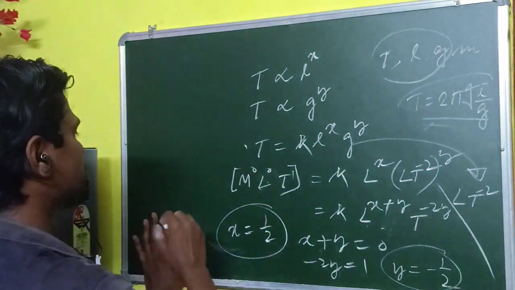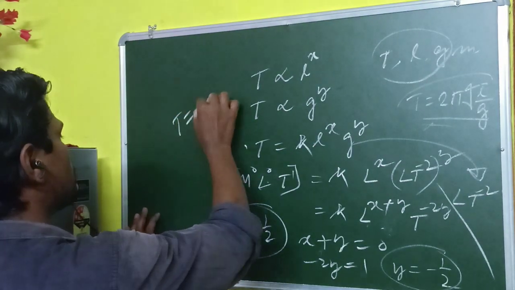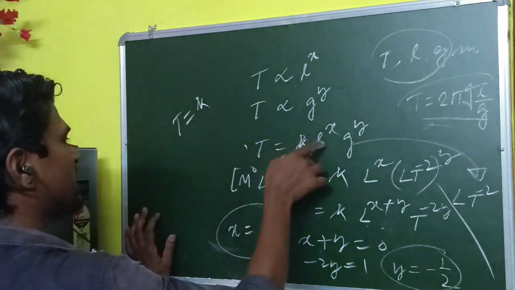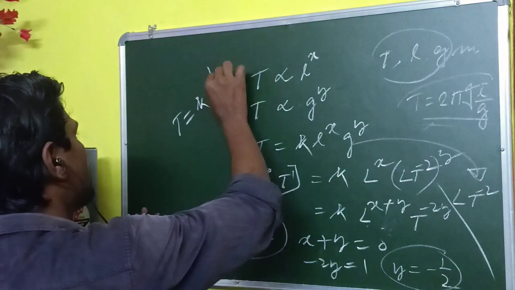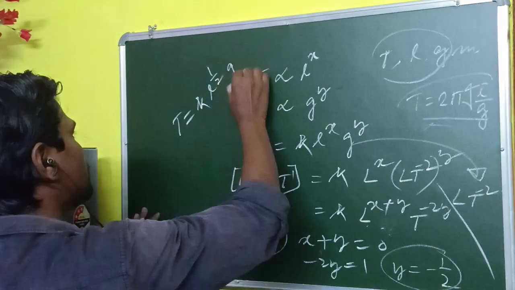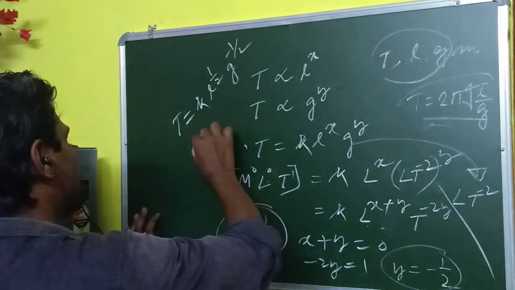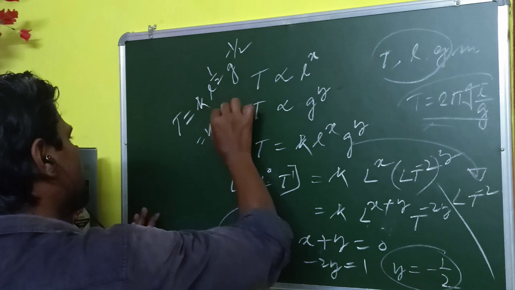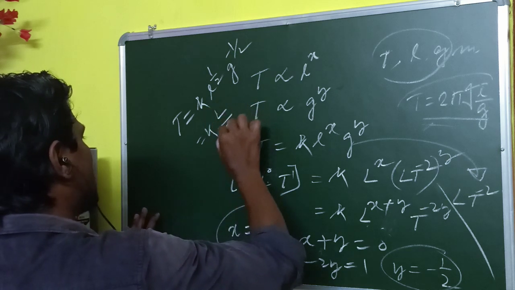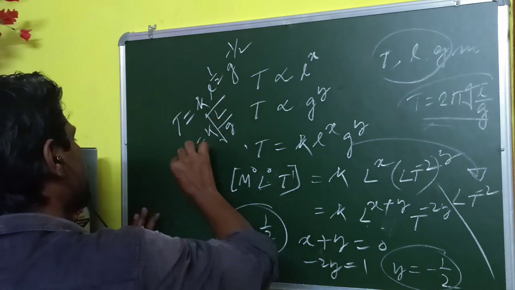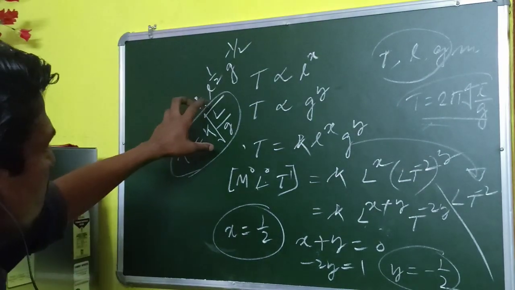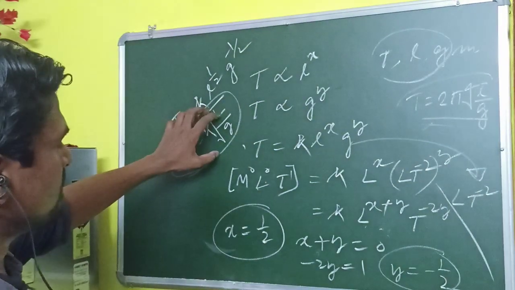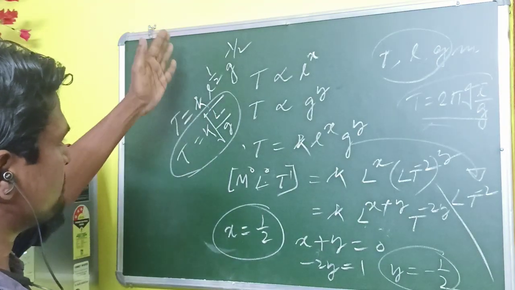So step number 3: t equals the proportionality constant k, and L to the power of x, that is half, and g to the power of y, that is minus half. So k L by g, and half means root. So t equals k root over L by g. If you stop here, you can still get full marks.